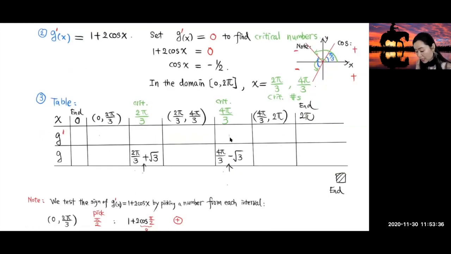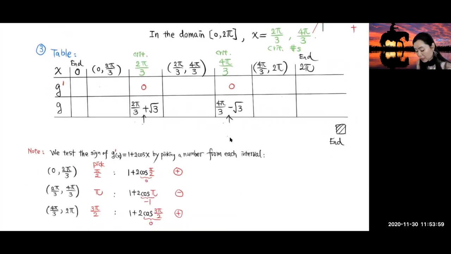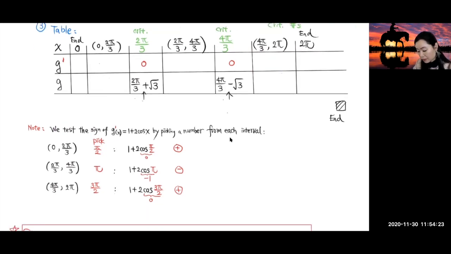Now, when x equals this and this, the derivative will be equal to 0. So let's put 0 over here and here. Now we want to test the sign. Let's try from 0 to 2 pi over 3. Let's pick pi over 2, which is between these two ends. So I'm going to pick pi over 2 in this interval. Okay. So we have 1 plus 2 cosine of pi over 2. Cosine of pi over 2 is equal to 0. So 1 plus that will be positive. So that will be positive.